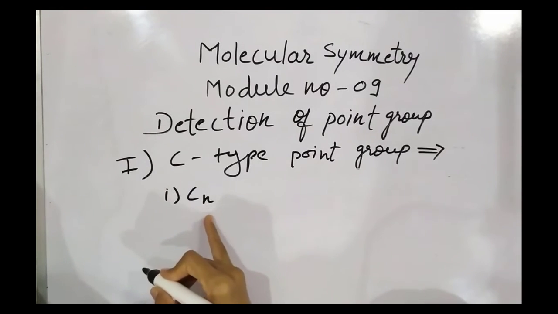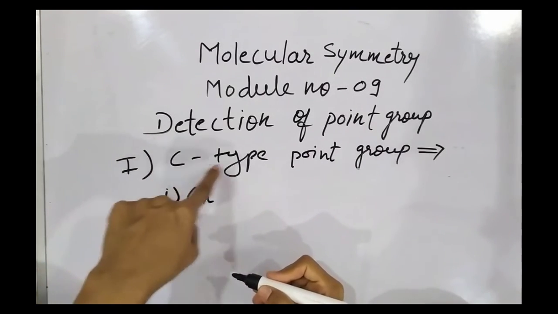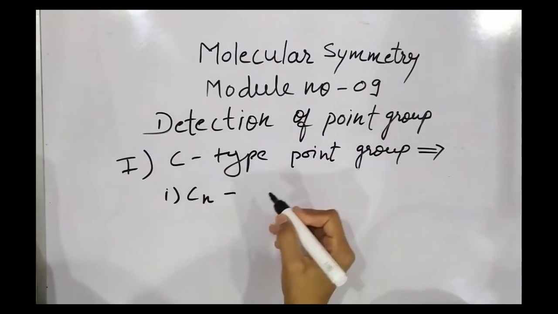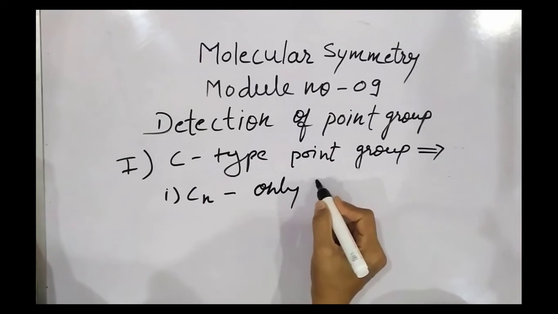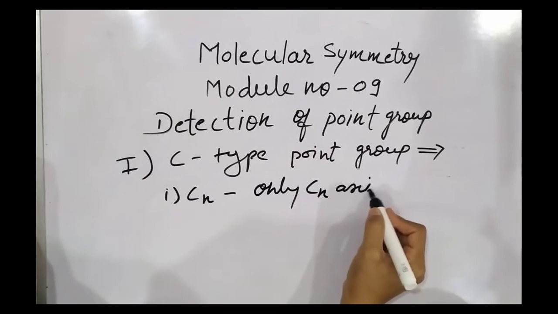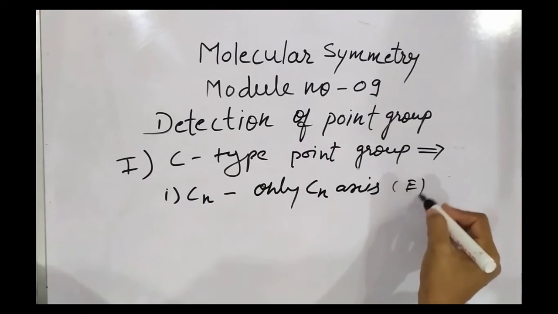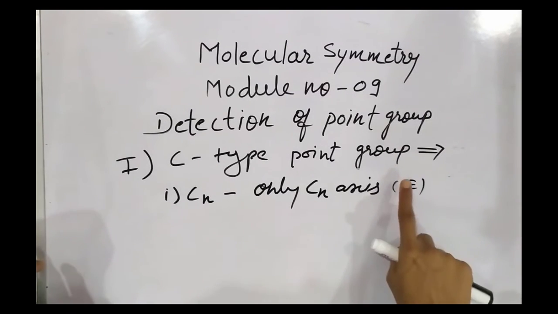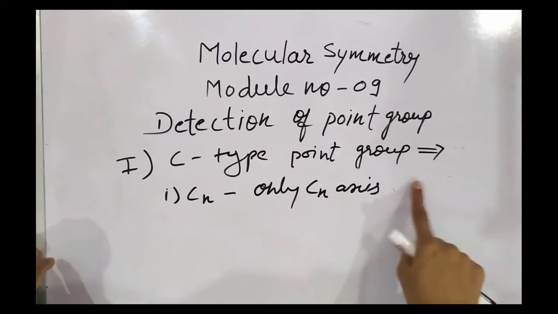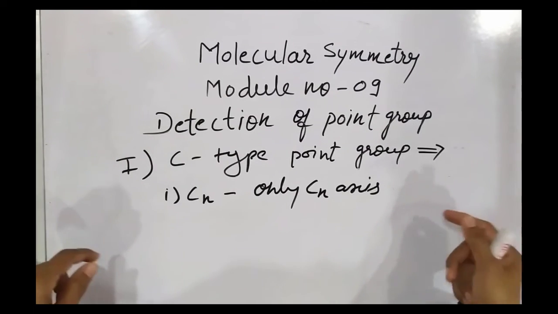The first one was CN from the first group, that is the C-type point group. If a molecule contains only a CN axis, and of course identity will be there every time, even if I am not saying it, it is understood that identity is present in every molecule. So I have written it in a bracket, or you can neglect it also, because identity is going to be present everywhere.